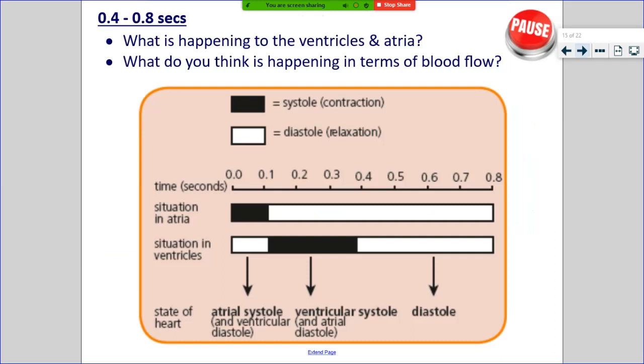Have a look at the third stage, diastole. Have a think what happens during this stage.